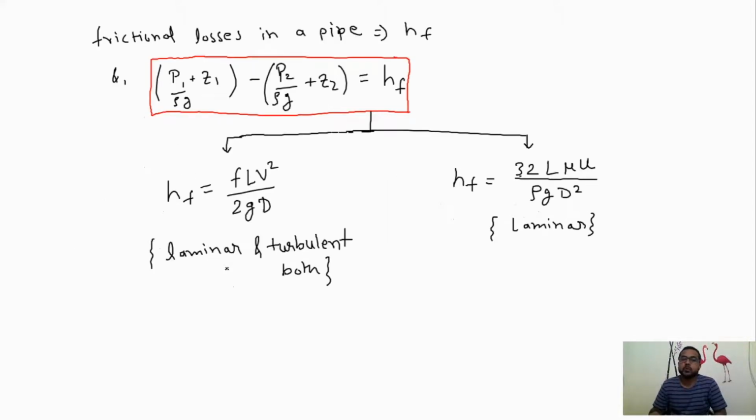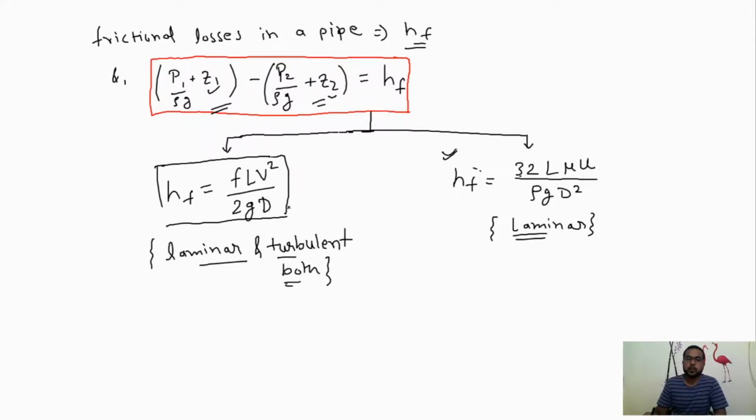Sometimes we get confused about how we can apply this formula HF for laminar or turbulent flow. So here you can see, first of all, that HF is the difference in piezometric heads between two sections, 1 and 2. And here HF for laminar flow, we already derived this term, and this formula is valid for both laminar flow and turbulent flow. Okay, you have to remember this thing.